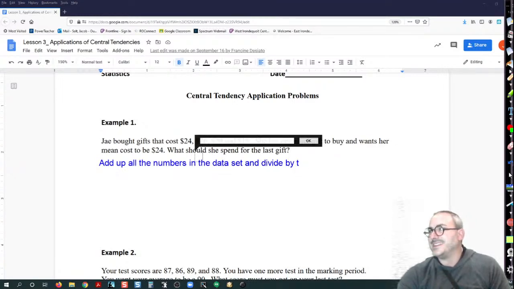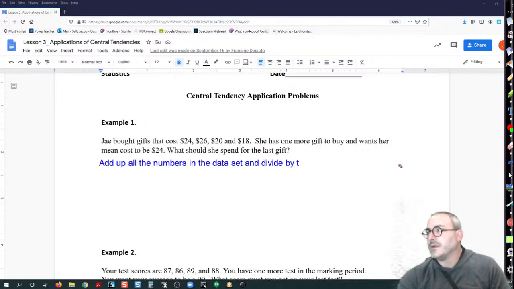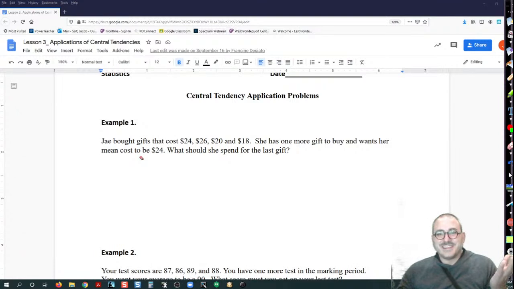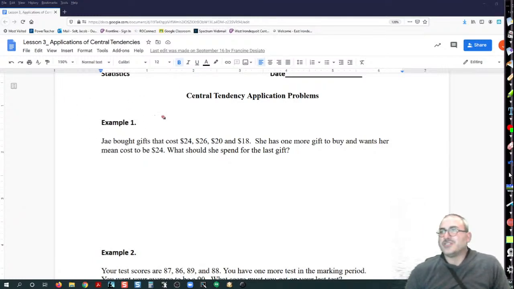See, I told you this may or may not work. All right, I'm just gonna get rid of that. Okay. I thought I could do all that. I'm just gonna tell you. We would normally add up all the numbers in our data set, and then we would divide by the number of numbers in our data set to arrive at the mean. All right. So let's look at what that would look like if we were to start to set this up. Well, I would have to add 24 plus 26 plus 20 plus 18 and also one more gift. But I don't know what that is.